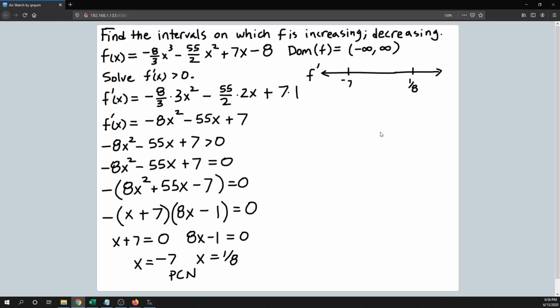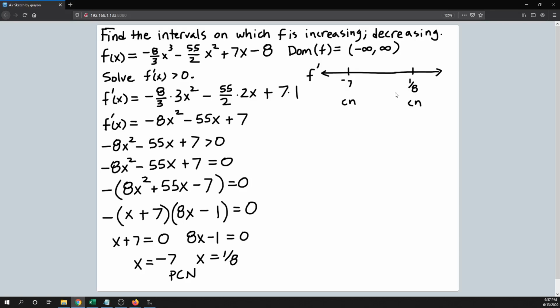Okay. At this point, it's a good idea to stop and classify your possible critical numbers as critical numbers or not. Remember, for a possible critical number to be a critical number, it has to be in the domain of the original function, which is all real numbers. So that means that negative 7 is a critical number and positive 1/8 is also a critical number. So that's a good idea to do that.